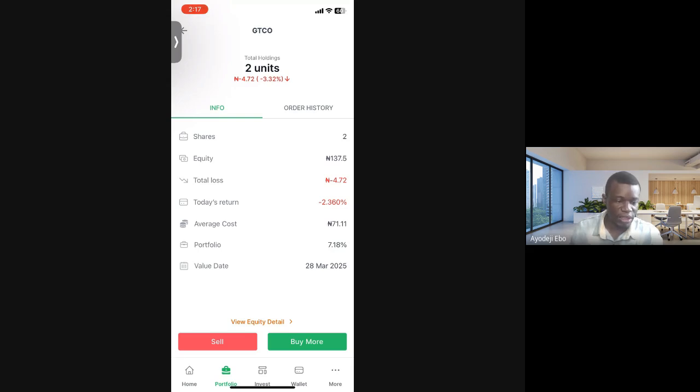So you can see the number of shares you have bought and the total loss. It's good that you know if I buy more at a lower price, it will also affect my average cost, so I'll be able to see whether I'm making money or not. You can see above, 2 units, and the stock market is down. So I'm losing a total of 4 naira on that particular share.